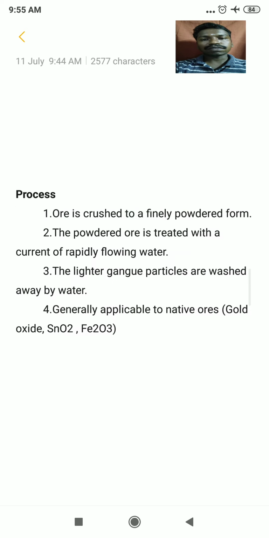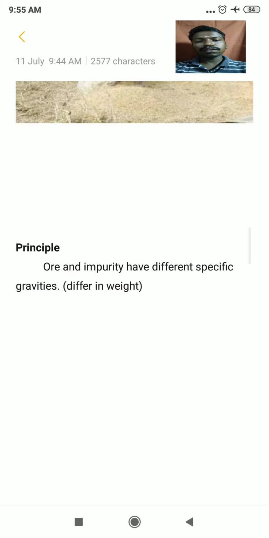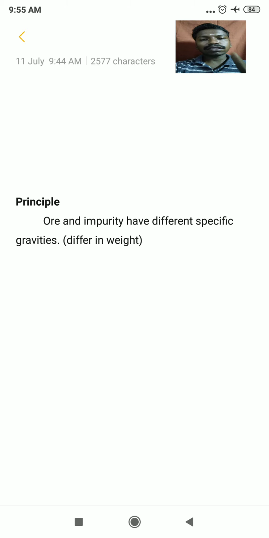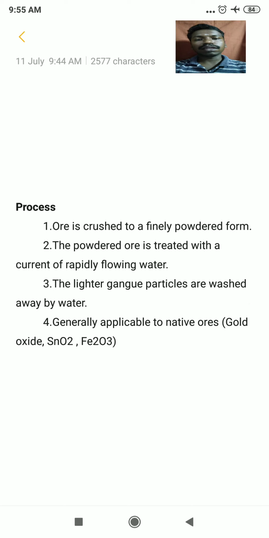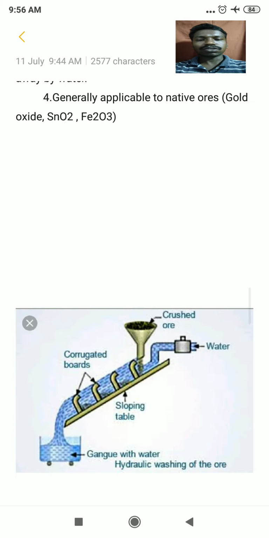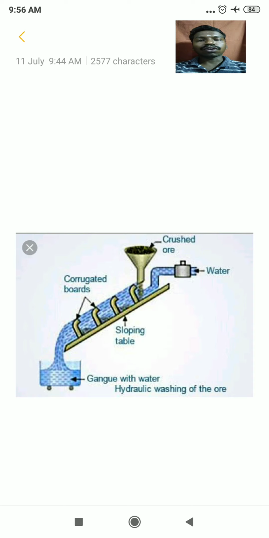Let us have a complete revision one time. First, the principle. In this method, the ore and the impurity must have different specific gravities. Then the process. The ore is crushed into a finely powdered form. Then the powdered ore is treated with a current of rapidly flowing water. At that time, the lighter gangue particles are washed away by water. And it is mainly applicable to native ores such as gold oxide, tin oxide and hematite. This is the diagram of the hydraulic wash.